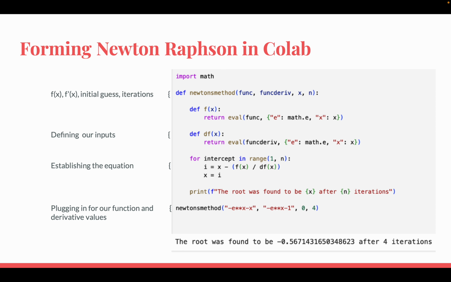In this example, I defined the math e for the function as well as the derivatives of the function. Following this, I defined the equation of our root, which is equal to our initial guess minus the function over its derivative. I then printed the root and the number of iterations and plugged in my values for my Newton's method definition, the initial guess from the book, and 4 iterations, right down here. My answer was 0.56714, 4 iterations, just like the book said.